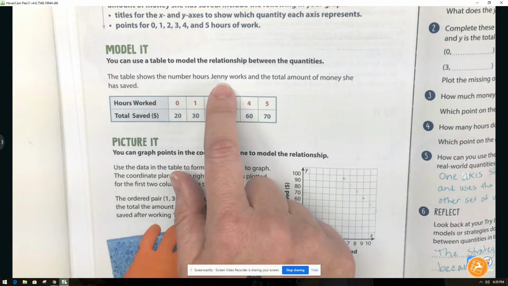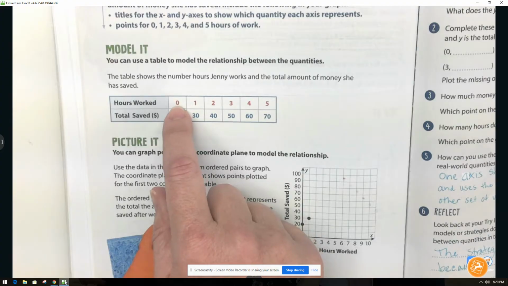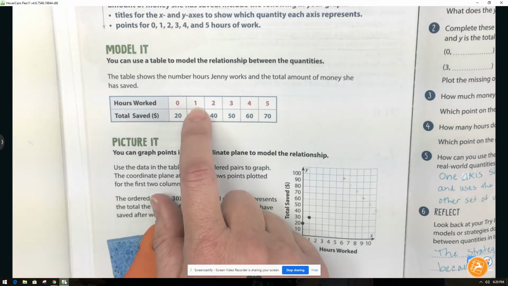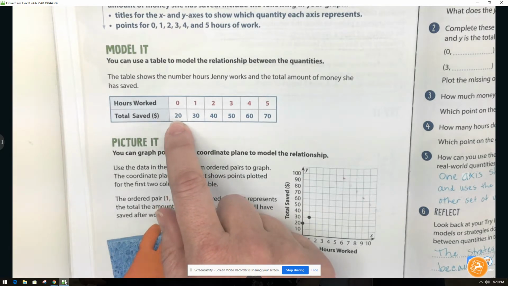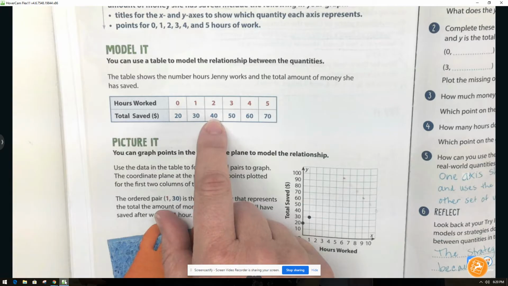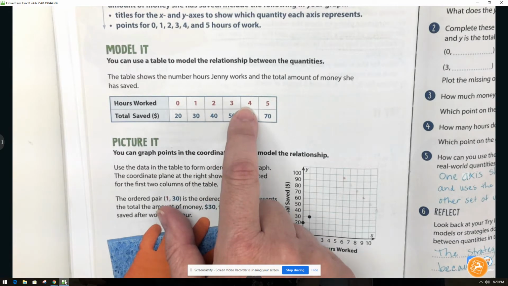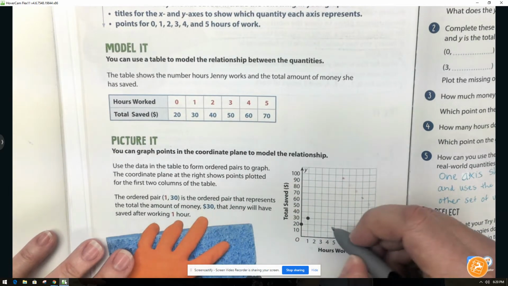So this table shows the number of hours Jenny works and the total money she has saved. So if she works 0 hours, she just has the $20 that she always had in the bank. If she works 1 hour, she earns an additional $10 from the $20 she started with. If she works 2 hours, she has $40, 3 hours, $50, 4 hours, $60, and 5 hours, $70. So we can go ahead and finish.